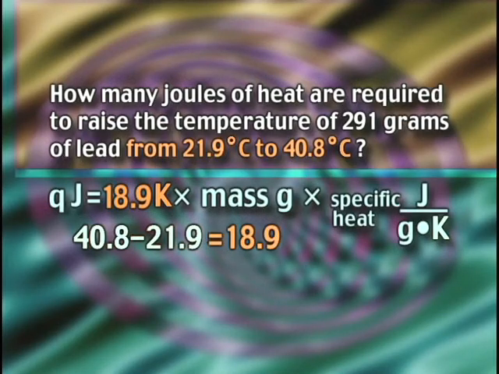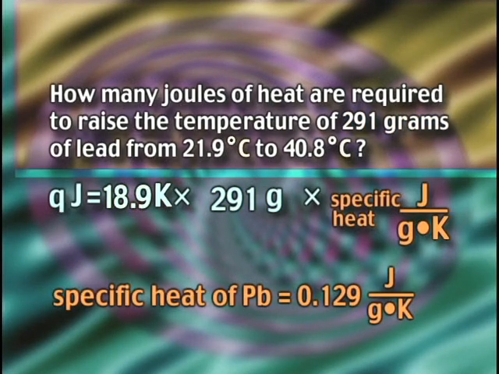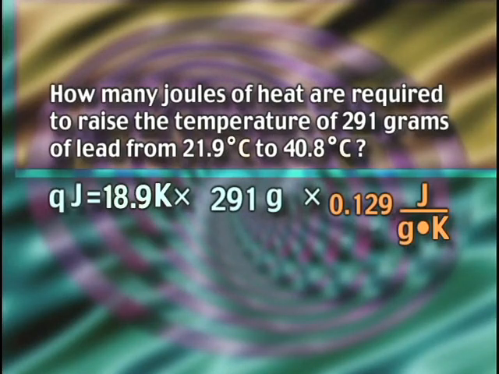So plug that in. The mass we are dealing with is 291 grams, so plug it in. And the specific heat of lead is 0.129 joules over grams times Kelvin, which we found on the chart. So that goes in there too. So we have Q equals 18.9 Kelvin times 291 grams times 0.129 joules over the quantity grams times Kelvin. The amount of heat we need to raise this 291 grams of lead by 18.9 Kelvin is 709 joules.